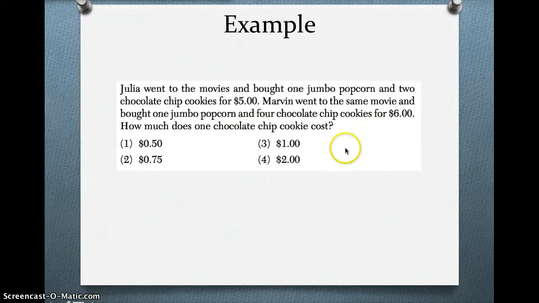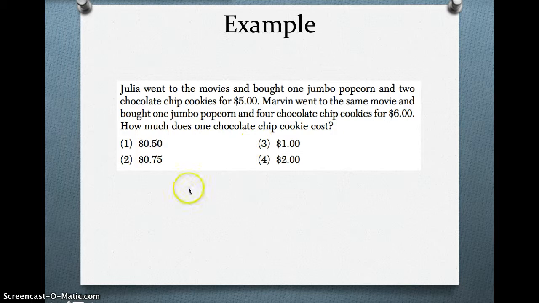So let's look at this example. It says, Julia went to the movies and bought 1 jumbo popcorn and 2 chocolate chip cookies for $5. Marvin went to the same movie and bought 1 jumbo popcorn and 4 chocolate chip cookies for $6. How much does 1 chocolate chip cookie cost?